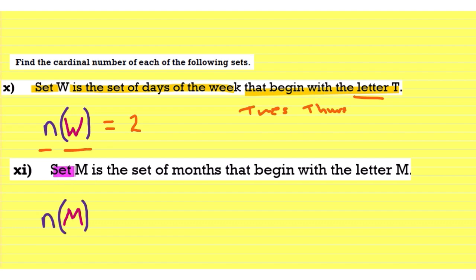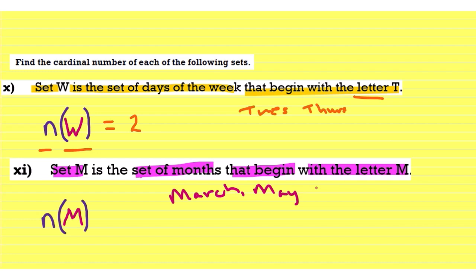Now we have set M. It's the set of months that begin with the letter M. Well, we're going to have to think about this one. January, February, March, right? March, April, May, June, July, August, September, October, November, and December. So there are only 2 months that begin with the letter M, so the cardinality of the set M is equal to 2.